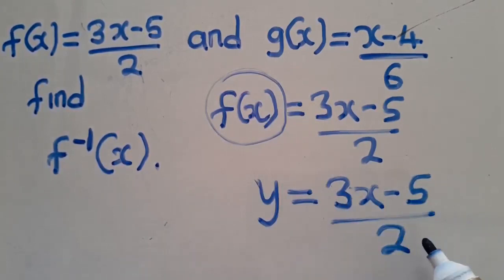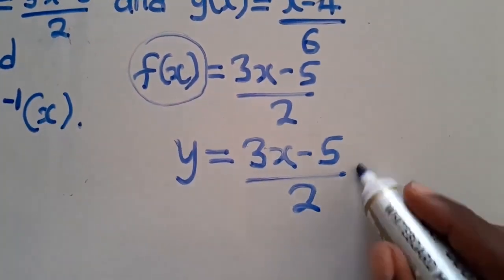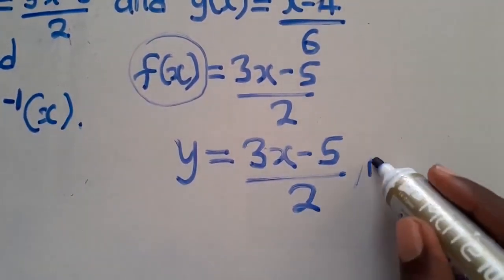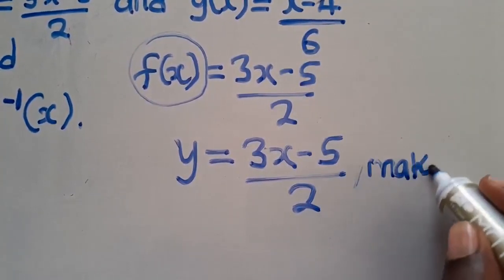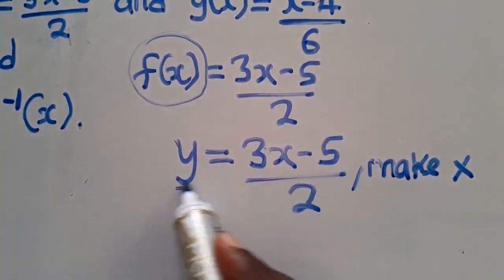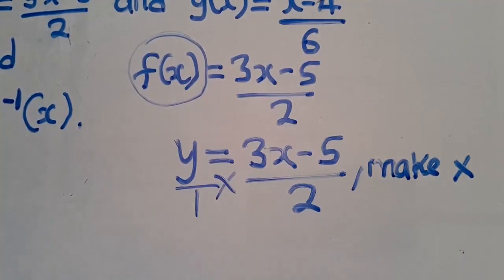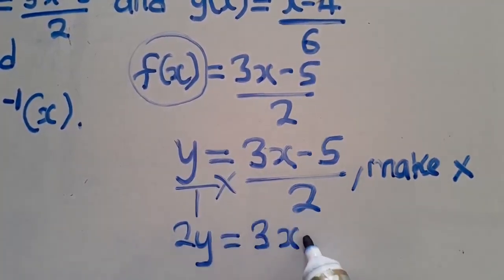After you do this, you need to make x the subject of the formula. Your concentration should be on the x. Don't forget this. So there is a fraction here. How do you do the fraction? You put 1 here, then you cross multiply. What is 2 times y? That is 2y, which is equal to 3x minus 5, like this.